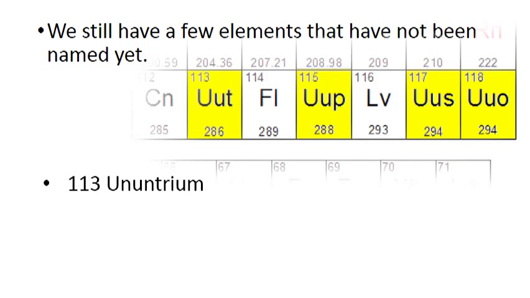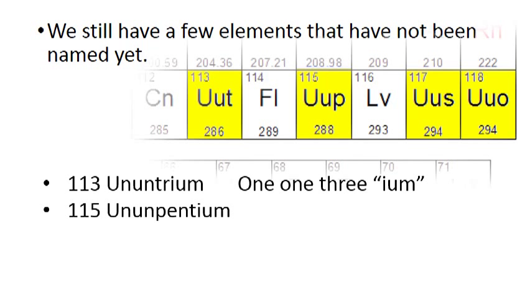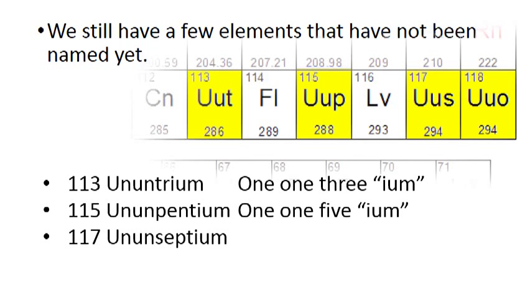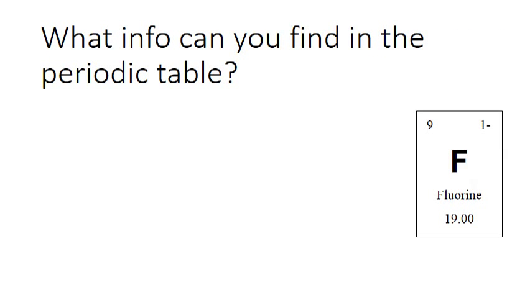So 113 is ununtrium, which stands for 113-ium. 115 is ununpentium, which stands for 115-ium. 117 is ununseptium, which is 117-ium. And 118 is ununoctium, which of course is 118-ium. So I'm sure you get the pattern there. And keep in mind that these are just placeholders. We haven't actually found these elements in real life.